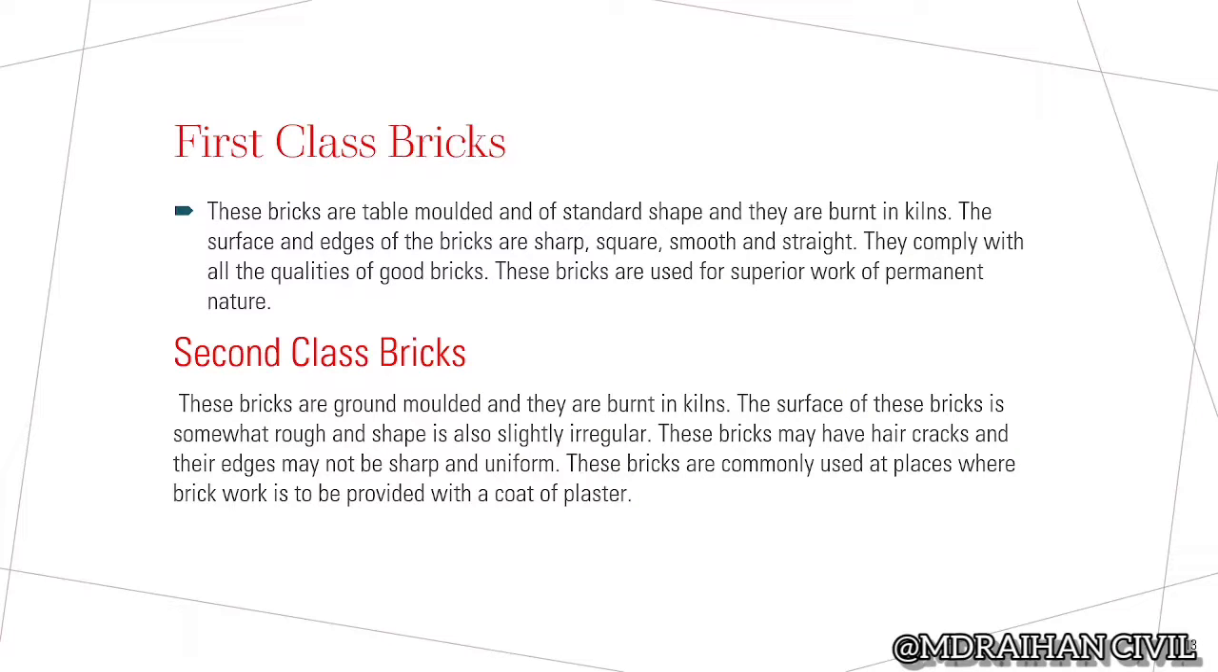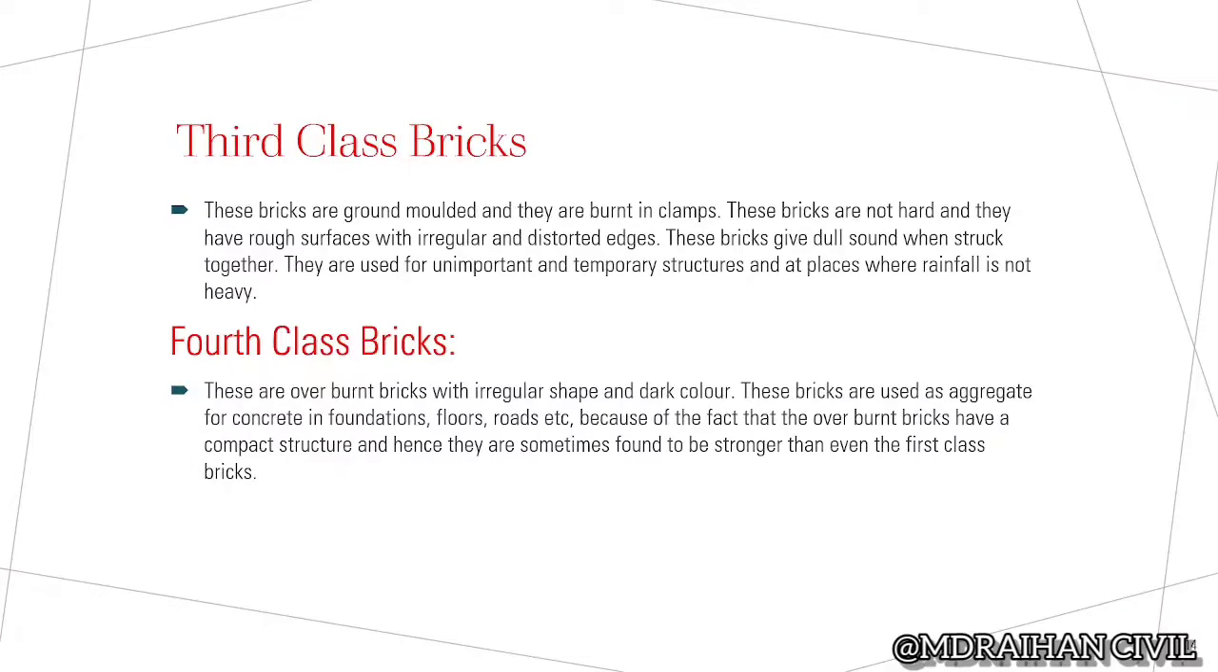Then what are second class bricks? These bricks are ground molded, and they are burnt in kilns. The surface of these bricks is somewhat rough and the shape is also slightly irregular. These bricks may have hair cracks and their edges may not be sharp and uniform. These bricks are commonly used at places where brickwork is to be provided with a coat of plaster.